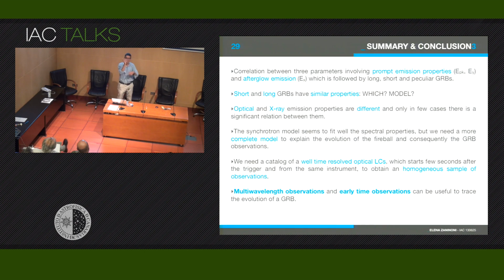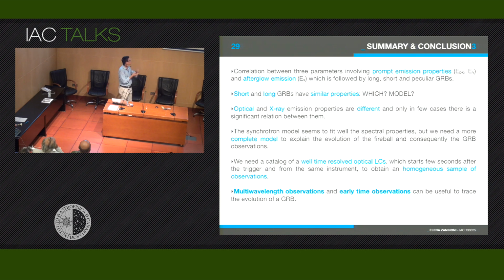And this is particular because it is followed by long, short, and peculiar GRBs. Moreover, we can ask if short and long gamma ray bursts have similar properties or not, but we do not have an answer to this question now. So we must search for a new model that explains this relation well. We know that optical and X-ray emission properties are different, and only in two cases is there some relation between them, and it seems that the synchrotron model, the standard model that is the base of the fundamental models, can fit the spectral properties well, but we need a more complete model to explain the evolution of the fireball and so the observations about GRBs.